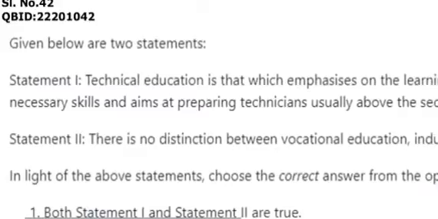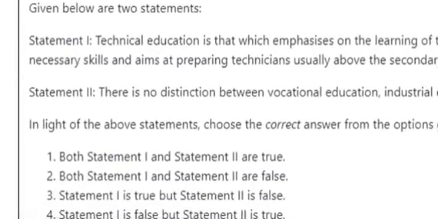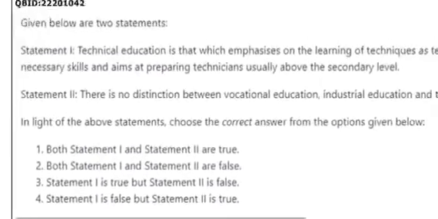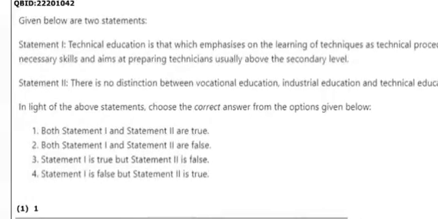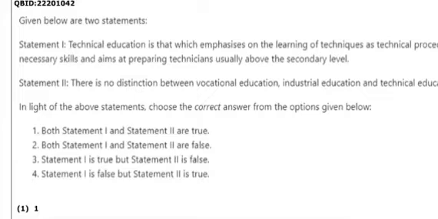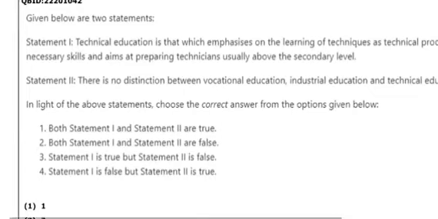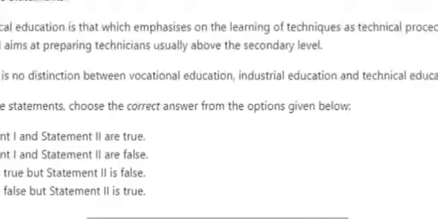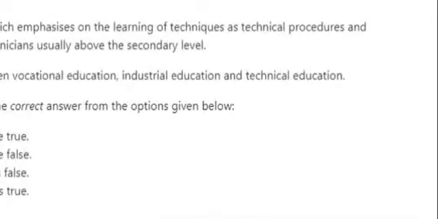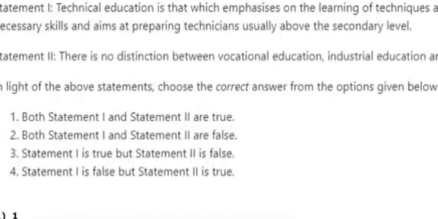Given below are two statements. Statement 1 is saying technical education is that which emphasizes on the learning of techniques, technical procedures and necessary skills, and aims at preparing technicians usually above the secondary level. Statement 2 is saying there is no distinction between vocational education, industrial education, and technical education. Now we have to choose the correct option.